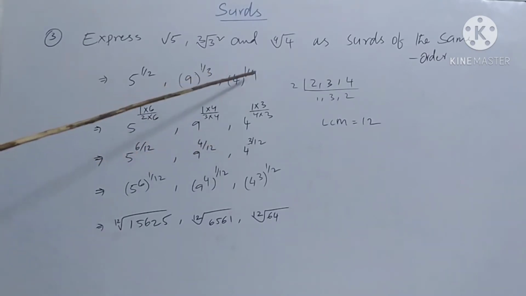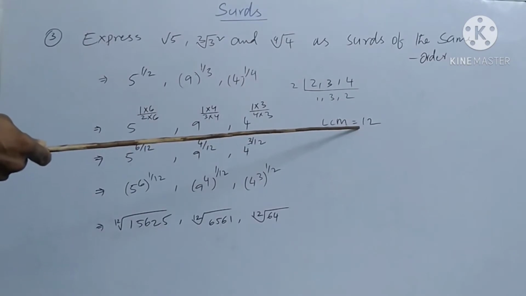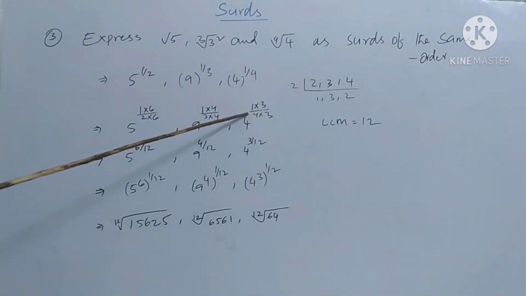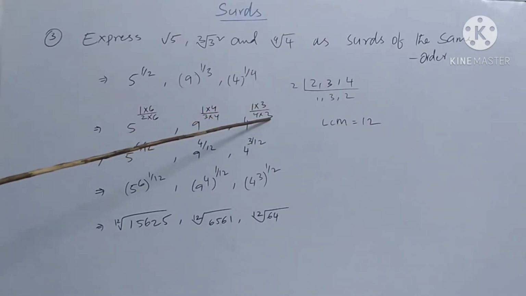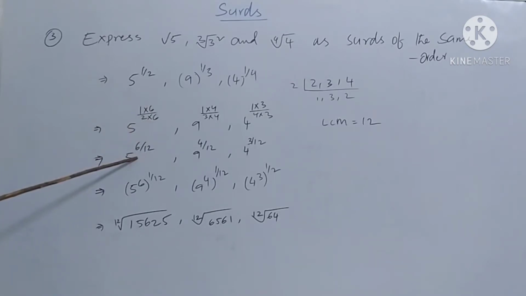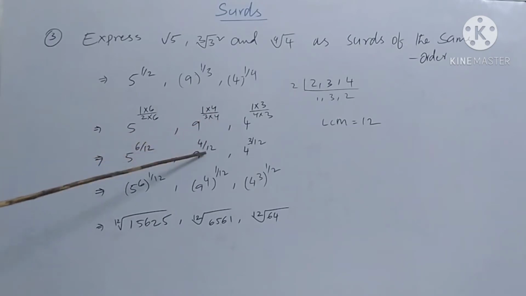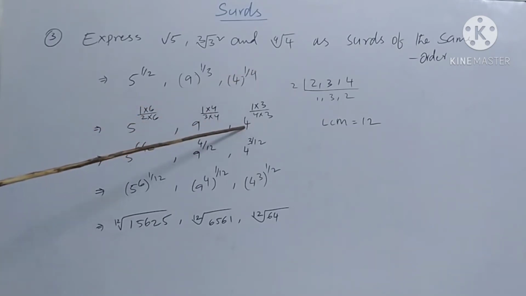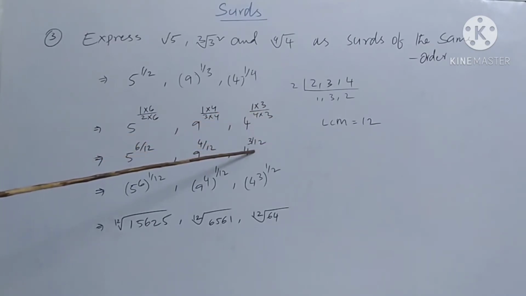Next one, here the denominator is 4. How many times does 4 divide 12? 3 times. So 4 to the power of 1 by 4 into 3 divided by 3. So that is equal to 5 to the power of 6 by 12, 6 twos are 12. Next 9 to the power of 4 by 12, 3 fours are 12. Next 4 to the power of 3 by 12, 4 threes are 12.